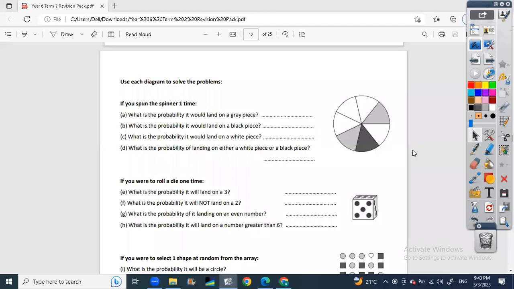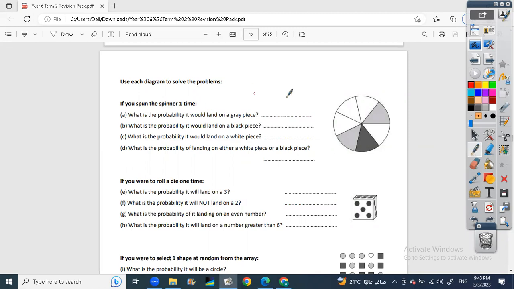Hello again, year 6, and now we're going to continue our final revision for end of term 2 exam. And now we're going to discuss the probabilities lesson. All right, so the first thing that I need to remind you of is that whenever we start mentioning the word probability, you must think about it as fractions.